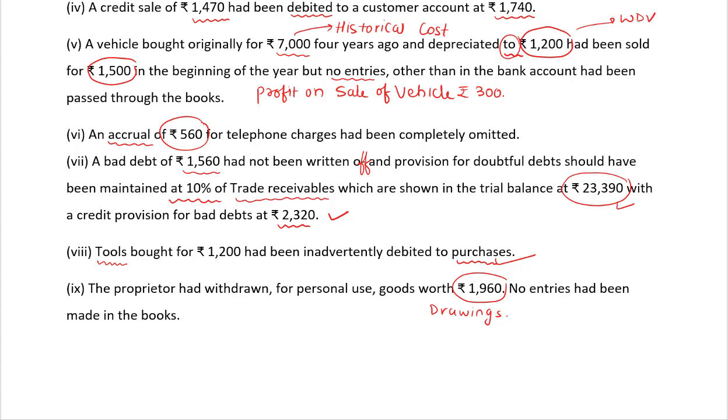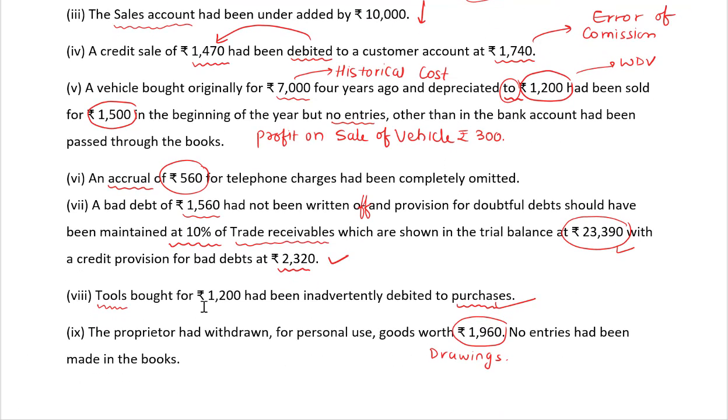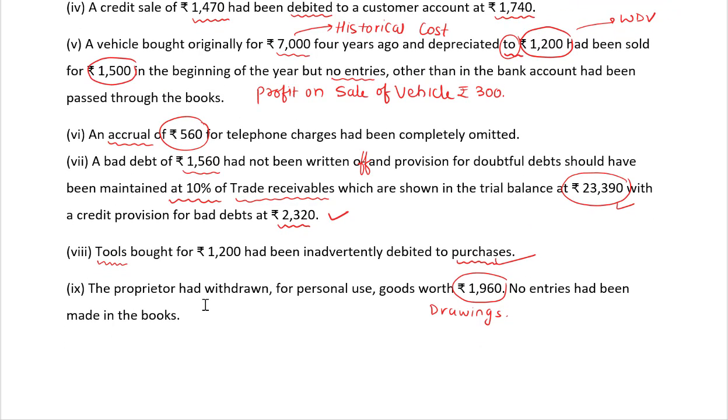In point number 4, if you could just see it over here, we have recorded the customer wrong, and the difference is 270. That is 1740 minus 1470 is 270. We will rectify that error over here. So 23390 minus 270. Then we have a bad debt also 1560 minus 1560. If you deduct these two figures, you'll get what?